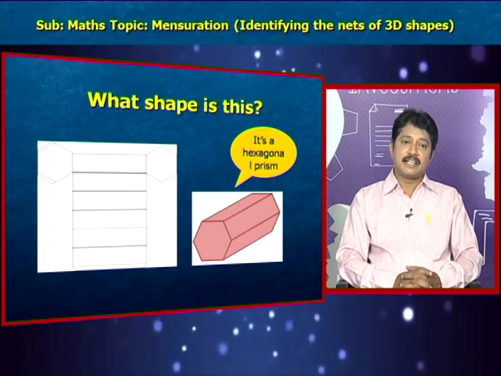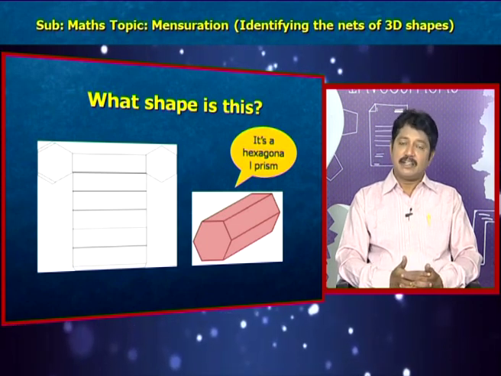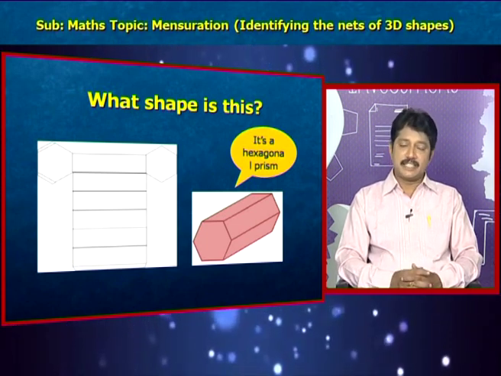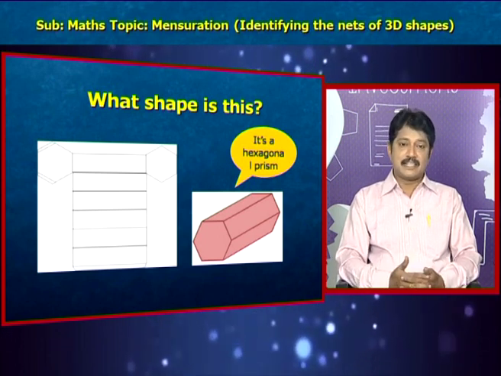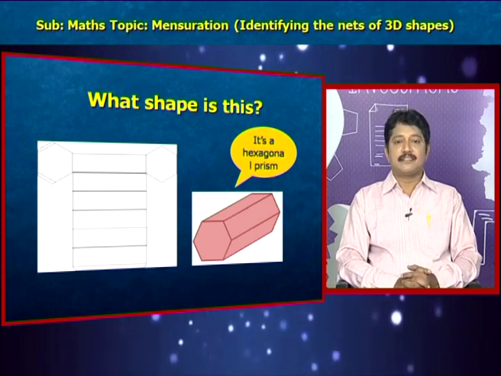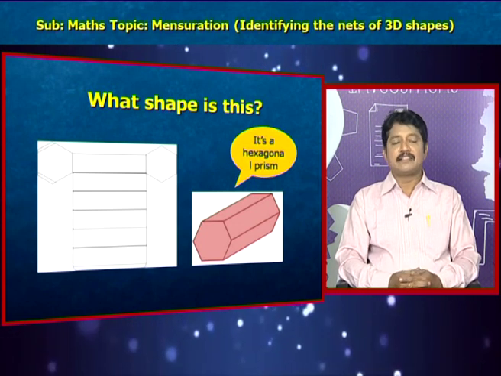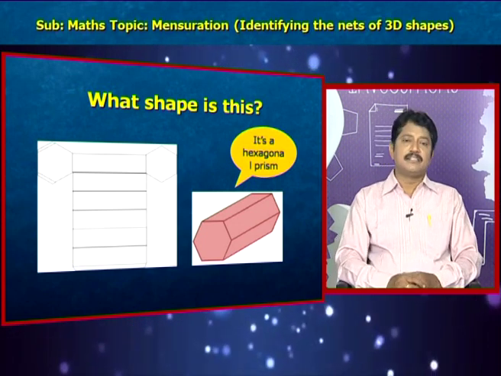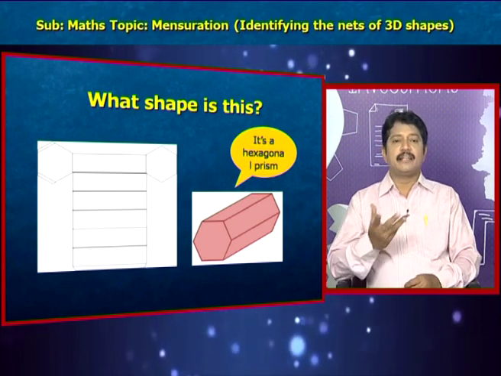If it has 3 sides, it is a triangle. If it has 4 sides, it is a square, or of course, a quadrilateral. If it has 5 sides, it is a pentagon. If it has 6 sides, a hexagon. 7 sides, septagon. 8 sides, octagon. 9 sides, nonagon, and 10 sides is a decagon. So, like this we can call it.